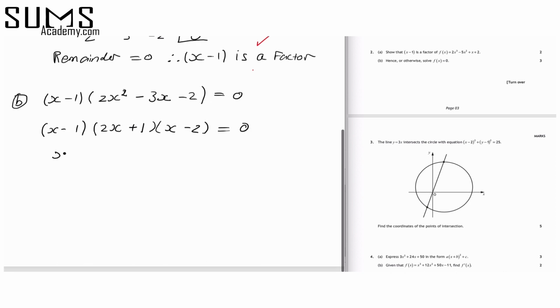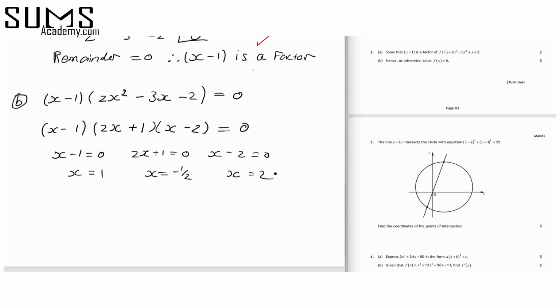So you have x minus 1 equals 0, 2x plus 1 equals 0, and x minus 2 equals 0. So x equals 1, x equals negative 1 over 2, and x equals 2. Okay, so to label your points, x equals negative 1 over 2, and 1 and 2. Okay, and that's your final answer there.